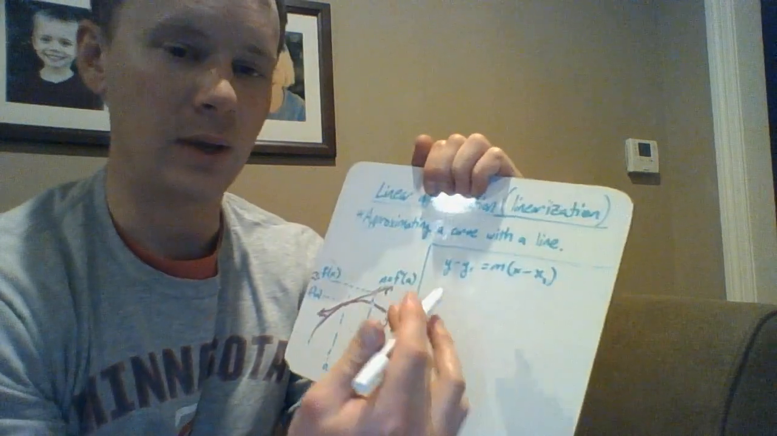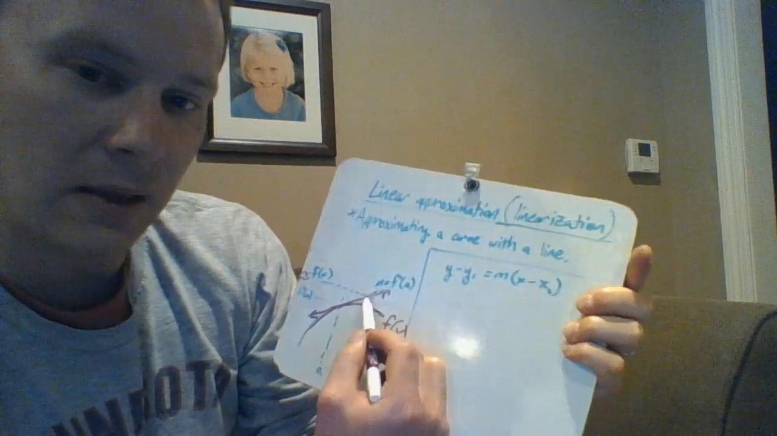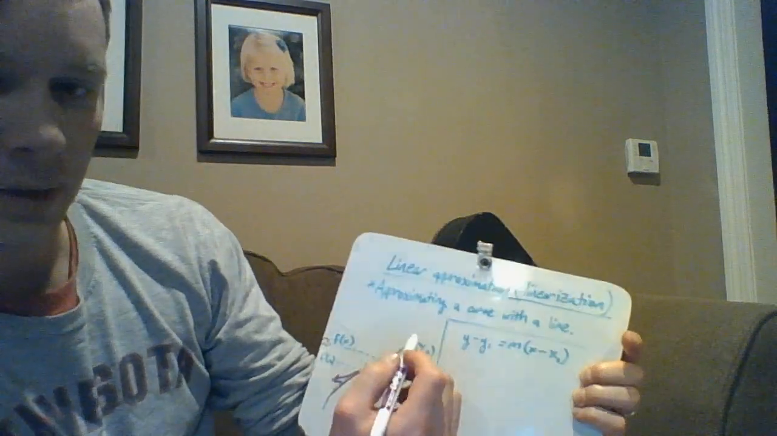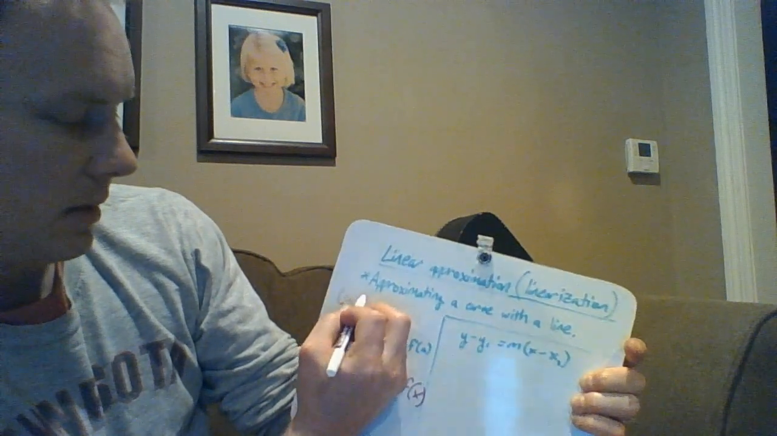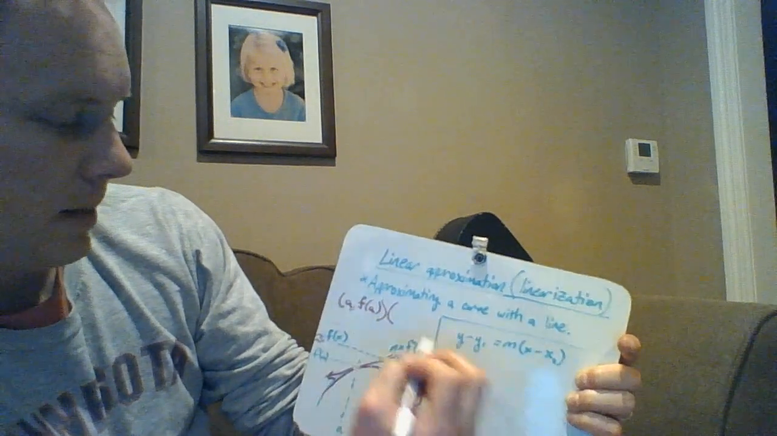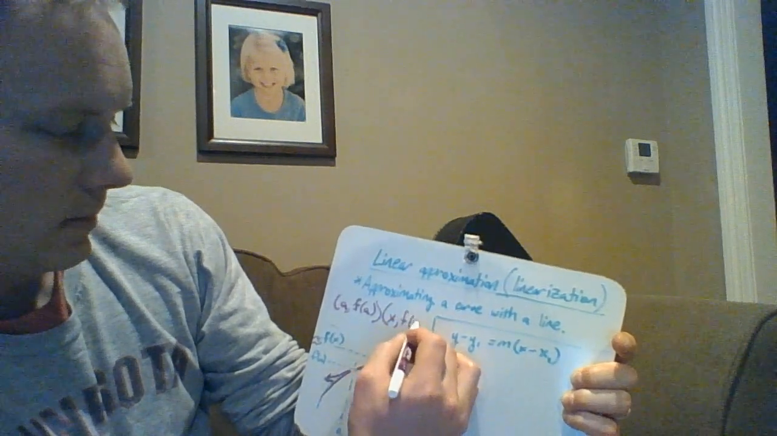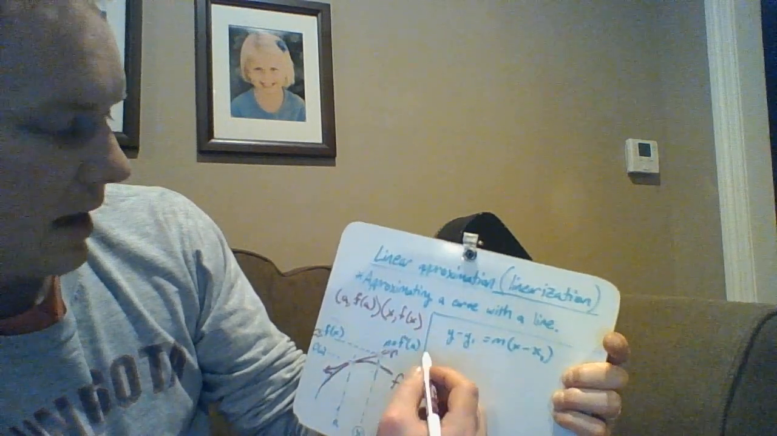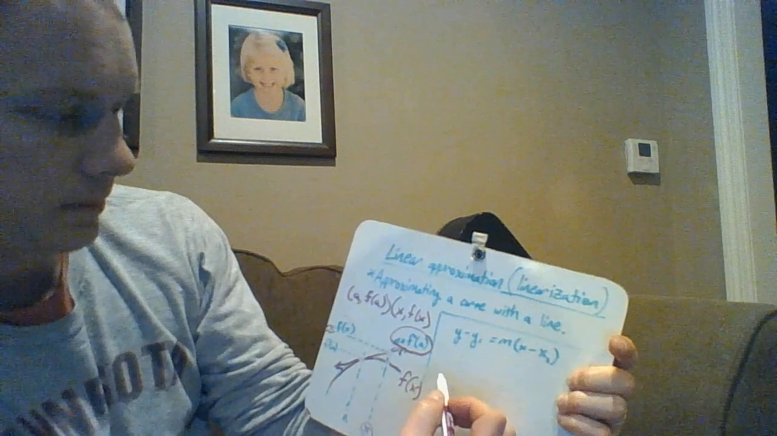Now, let me take you through it again. We went through this last video, but if we want to come up with the equation of that line, remember we have these two ordered pairs here. The first ordered pair would be a comma f of a, and the second ordered pair would be x comma f of x. The slope of that line is the derivative there, f prime of a.